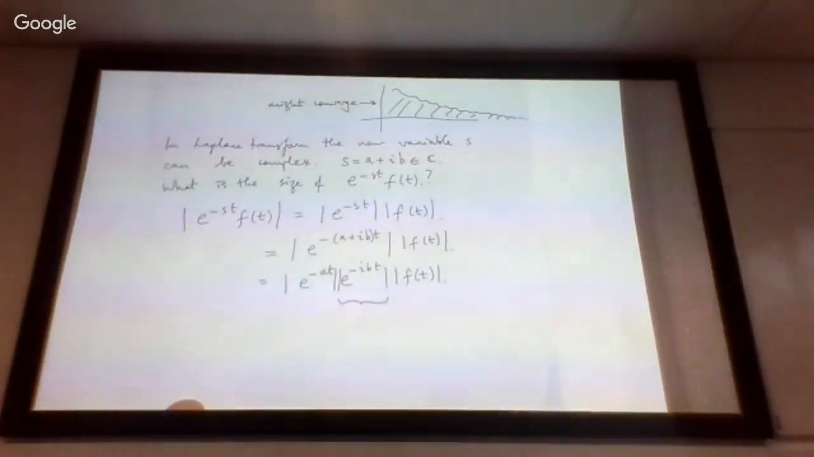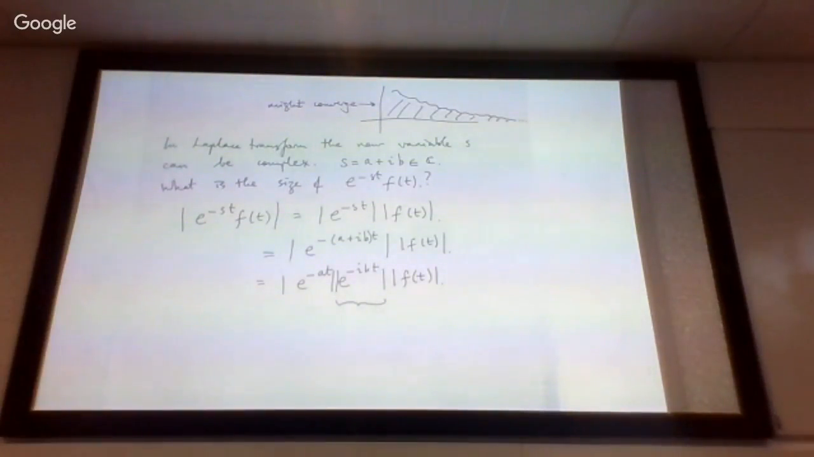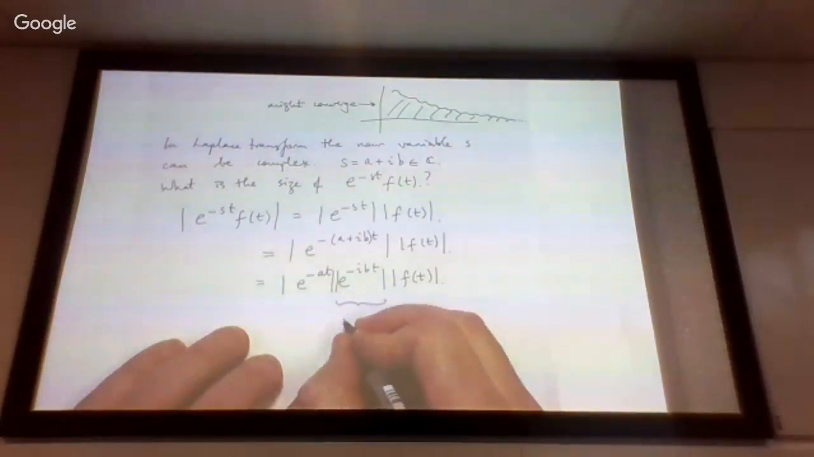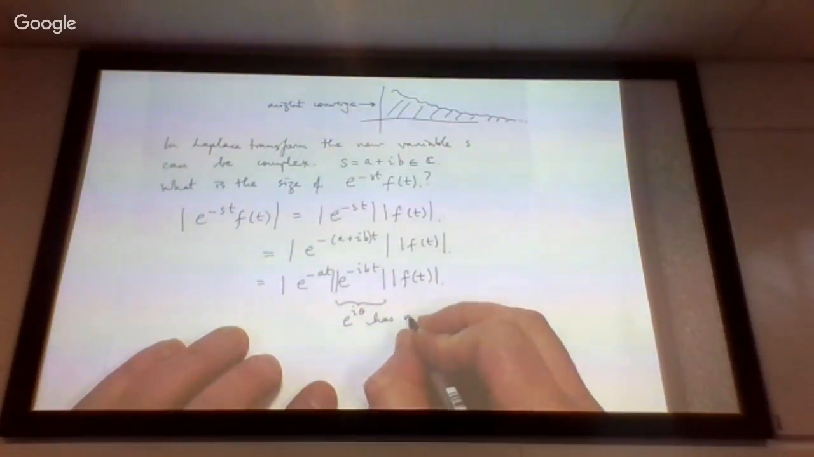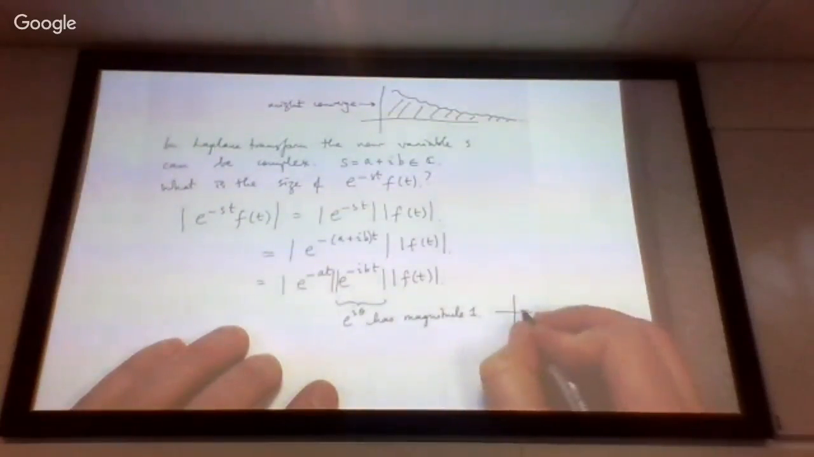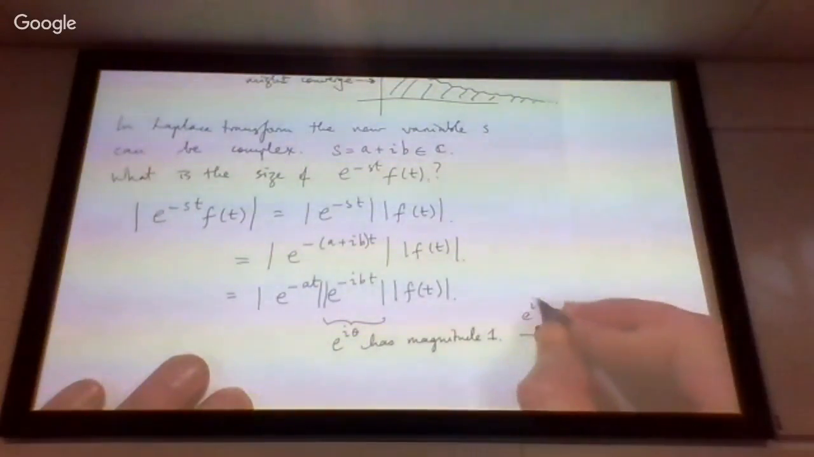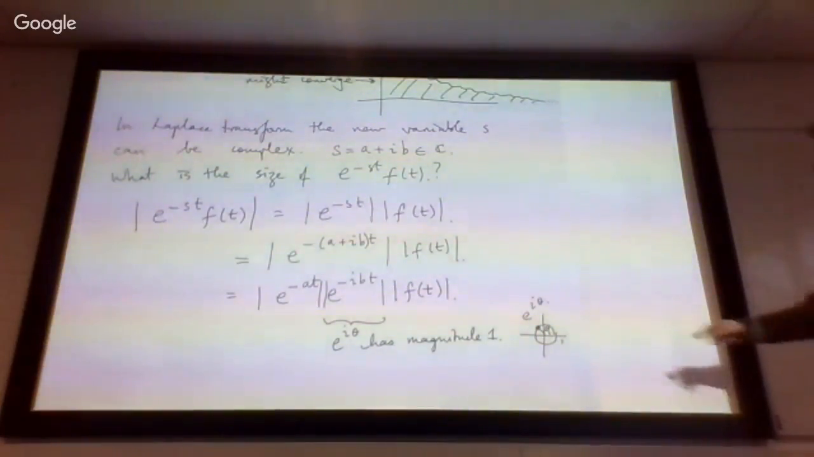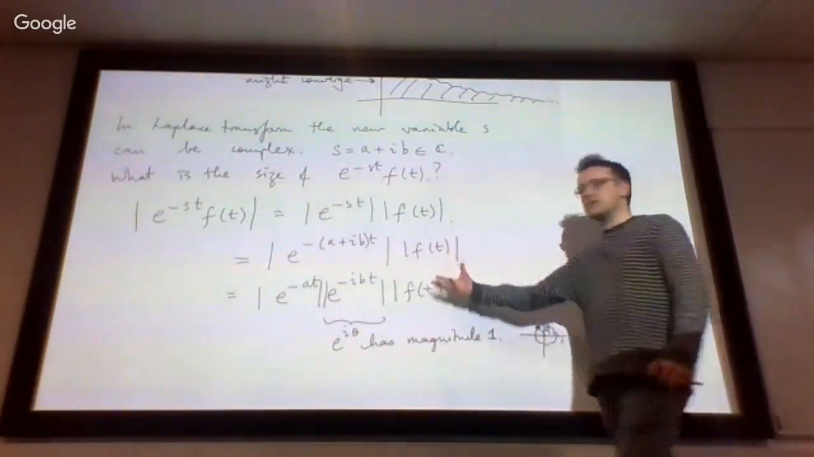Now, e to the i times something, remember, is a point on the unit circle in the complex plane. That's magnitude 1. Okay, because it's a point on the unit circle in the complex plane. It's that angle theta, e to the i theta. Okay. So this part here has absolute value 1. f of t has whatever absolute value it has.